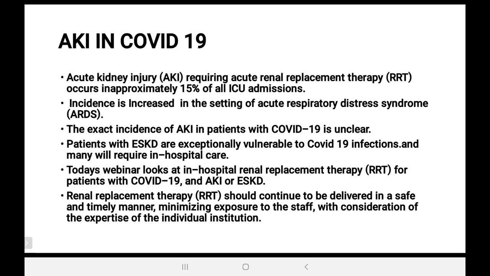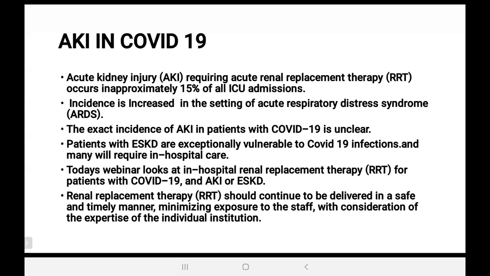And we've had these experiences at the different hospitals, Nairobi Hospital, Aga Khan, where patients from the renal unit do get infected. And some of them have had fairly negative consequences. Today's webinar looks at in-hospital renal replacement therapy for patients with COVID-19 and acute kidney injury or end-stage kidney disease. And the role of hemoperfusion is the cornerstone of today's presentation, as has already been ably presented by Dr. Baga.